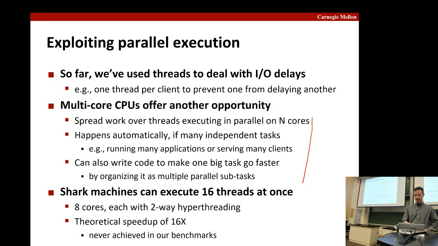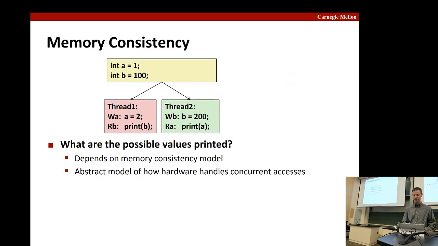Ideally, for instance, on your Shark machines, because you have 8 cores and each has two-way hyperthreading, theoretically, at least, you might be able to get a speedup of 16x over single thread execution, by executing 16 threads at once, if they're all able to keep busy. Although, because of various overheads, you never exactly achieve that benefit. But you can get close with things that are highly parallel, with not a lot of coordination between the tasks.